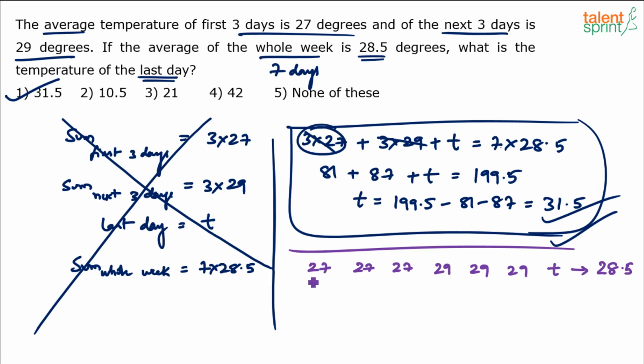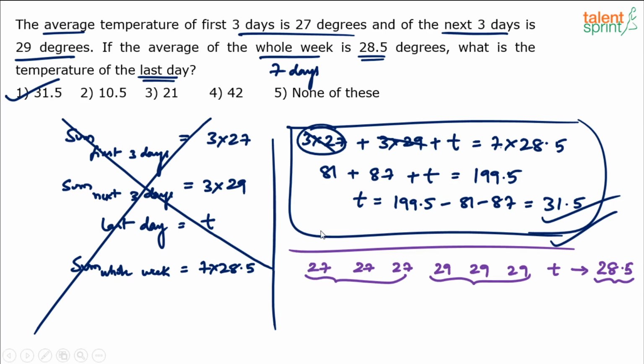According to equal distribution, the first 3 days it is 27 each. According to equal distribution again, the next 3 days it is 29 each. The average of the whole week is 28.5, which means each day it should actually be 28.5 degrees. Monday's temperature should be 28.5, Tuesday should be 28.5, Wednesday, Thursday, Friday, Saturday, Sunday, every day it should be 28.5 degrees. But what happened? Monday was only 27. So how much did we save here?